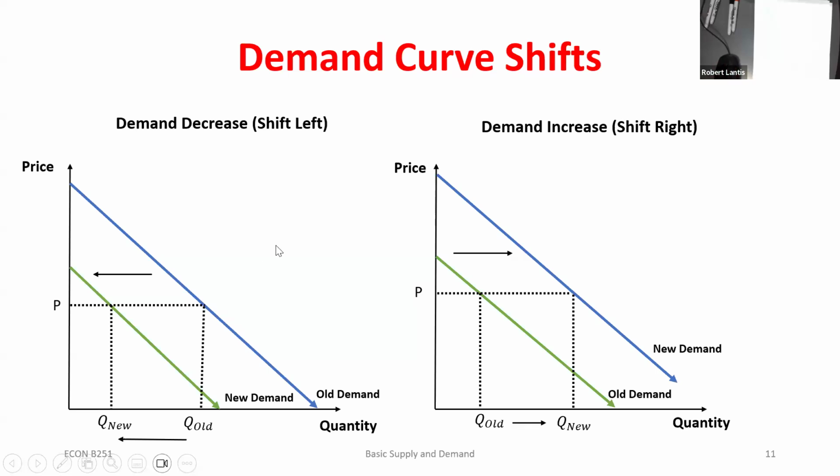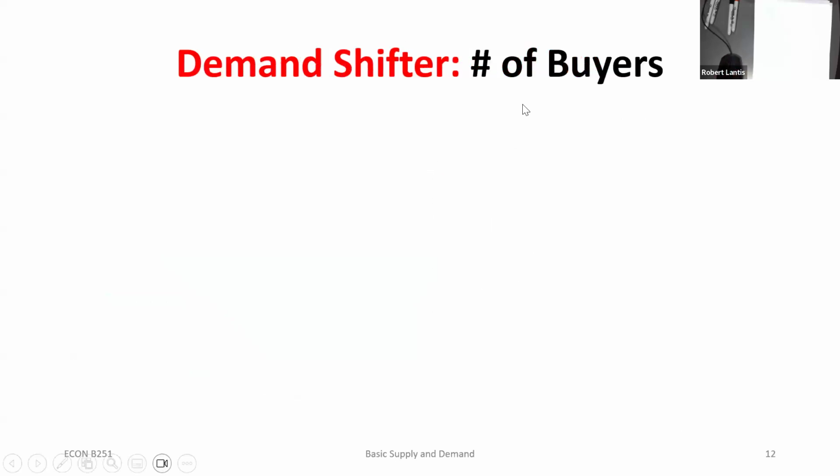So leftward shifts are going to be decreases in demand, because that represents that at the same price, I am now buying less than I was before. And rightward shifts will represent increases in demand. Even if I look at the same price, I am now willing and able to buy more than I was before. Okay, so right shifts are increases, left shifts are decreases. So we can now start to think about some of the things that are going to impact, increase or decrease demand.